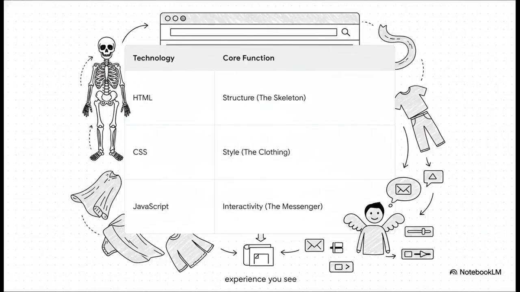So, just to quickly recap our front-end team, we've got HTML as the skeleton, giving us structure. We have CSS as the clothing, adding all the style, and we have JavaScript, the messenger, which brings the whole thing to life. These three work together to create everything you see and do in your browser.